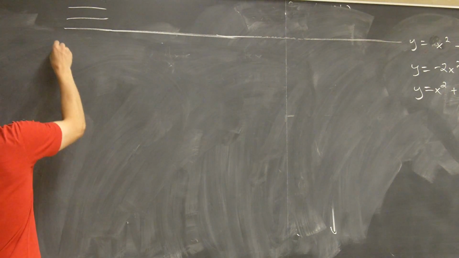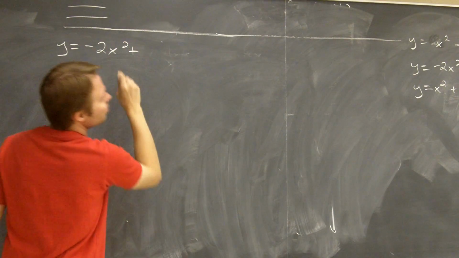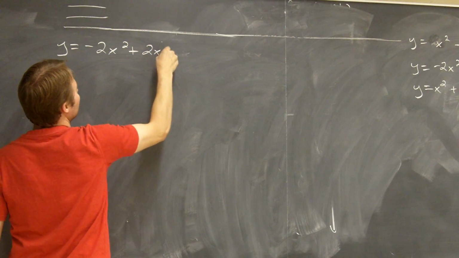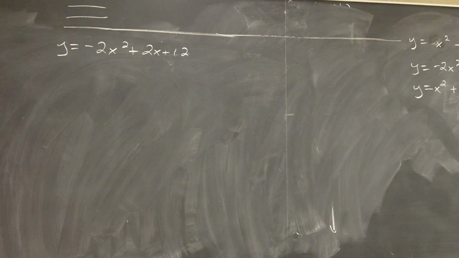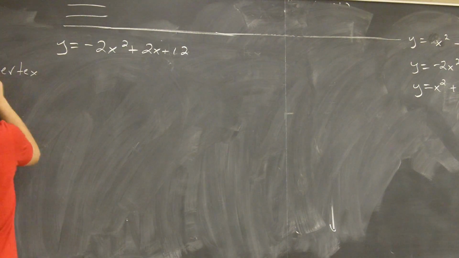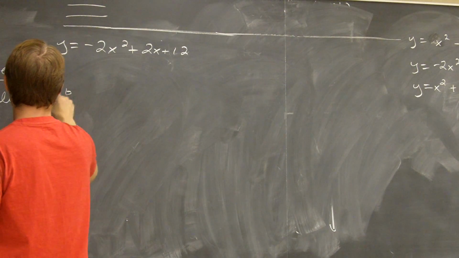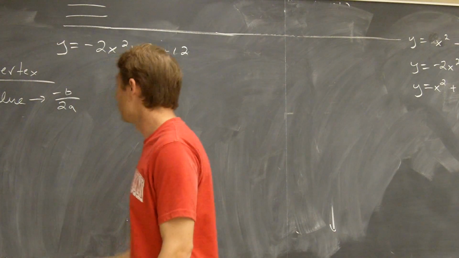So let's do another example. y equals negative 2x squared plus 2x plus 12. Okay. Again, we're going to try to find the vertex first. So we can find the x value of the vertex by taking negative b over 2a.